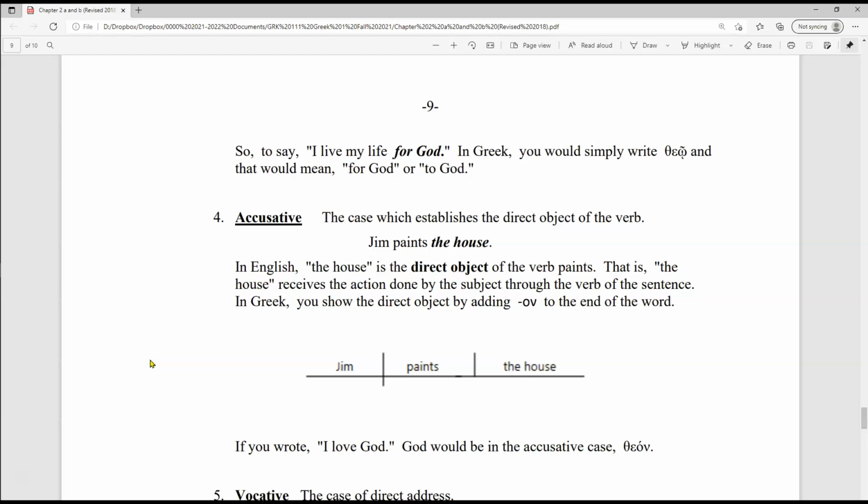The accusative is whatever receives the action of the verb. If the verb is an action verb, Jim paints the house, the house is the direct object, so you put that in the accusative case. So in this sentence, I love God, what is the subject of that sentence?